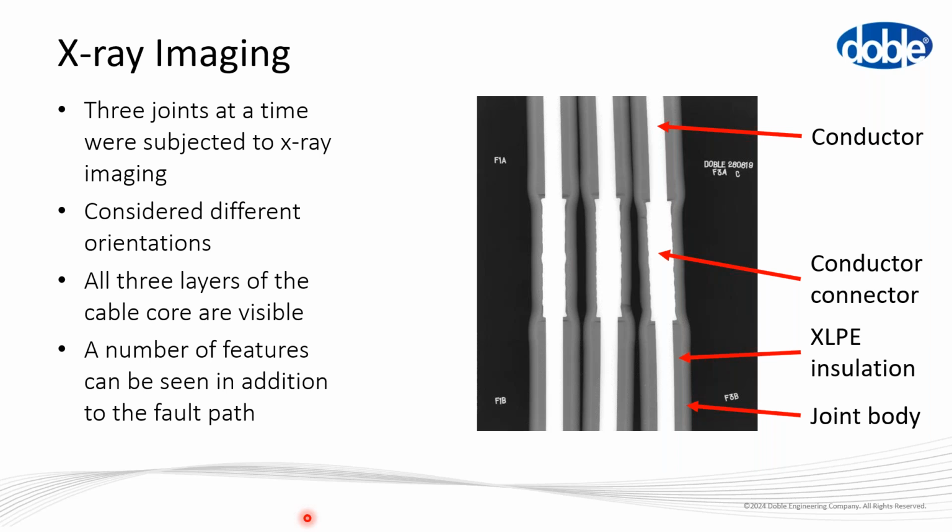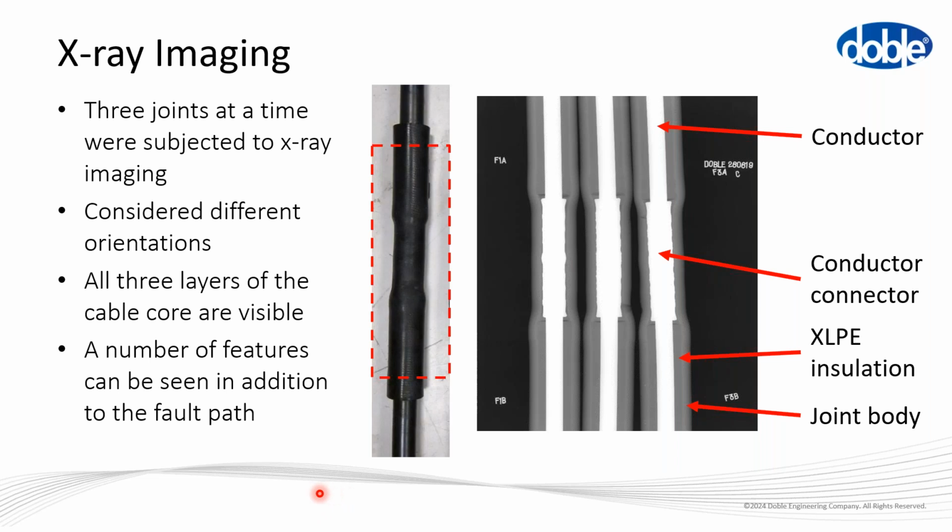So in this case, you can see in the picture on the right, I'll just put that little picture there. We're not looking at the full joint, we're just missing the ends in these pictures. So we have the three phases. You can see the conductor in the middle of each phase. You can see the joint connector, or the conductor connector here. This is a crimp style connector. And then on the outside, you can see the joint body.